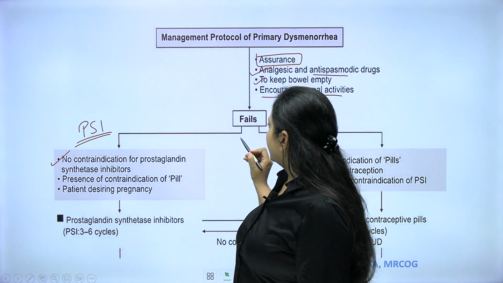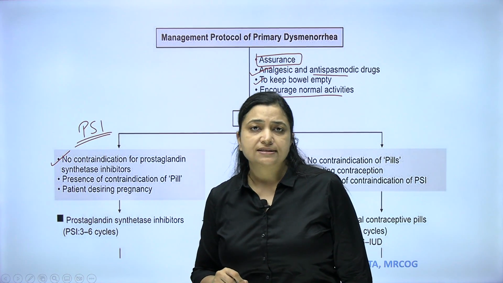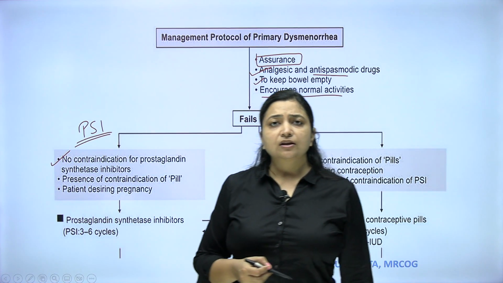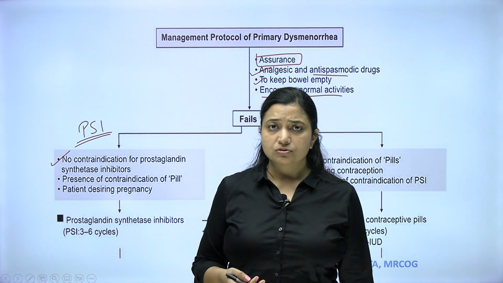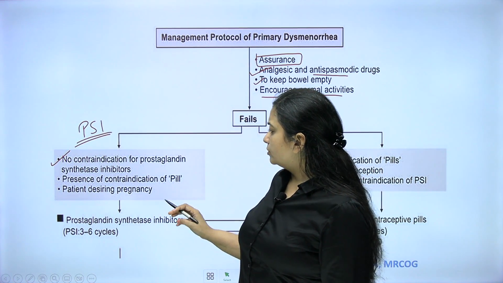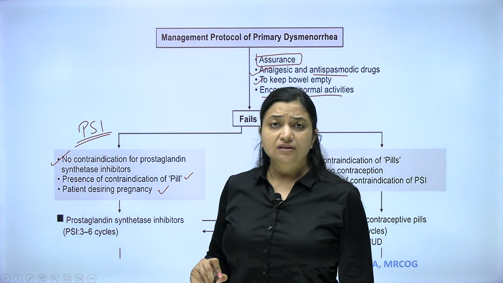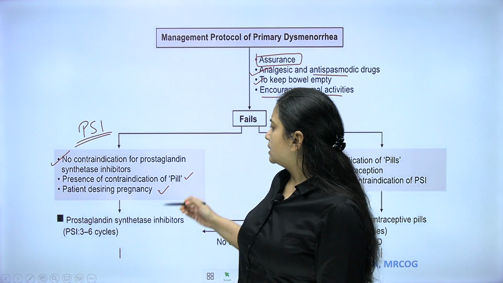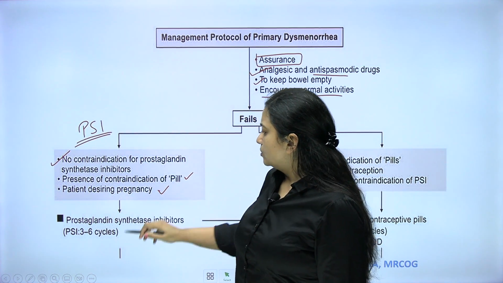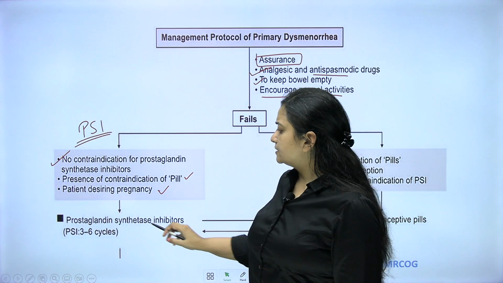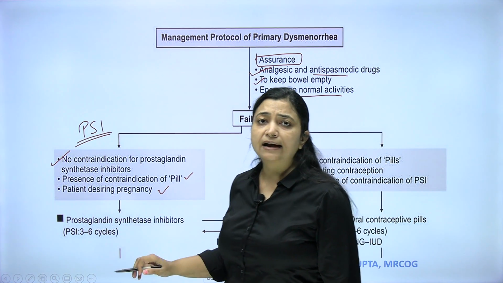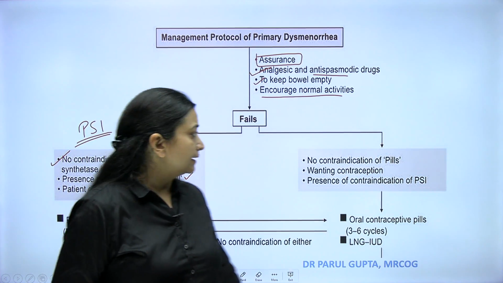And there are girls who want pregnancy, so we are also not giving any oral contraceptive pills in those cases. So for those who want pregnancy, there are contraindications of pills. That means she is intolerant to the hormones. So we go for PSIs, prostaglandin synthetase inhibitors, for 3 to 6 cycles, and the patient generally responds to that.